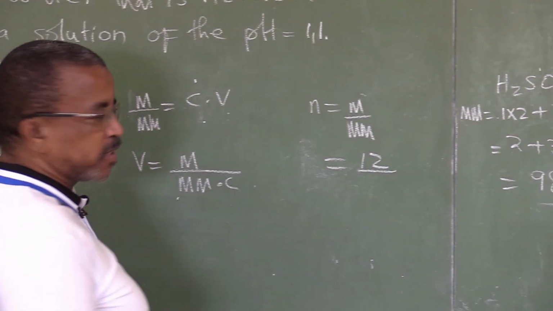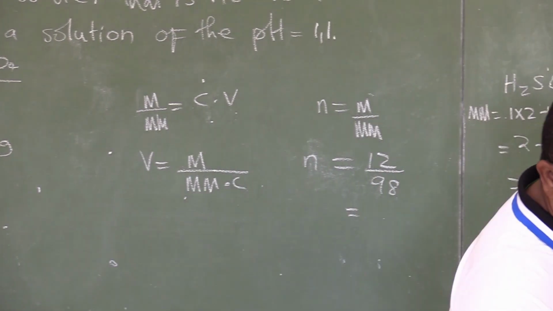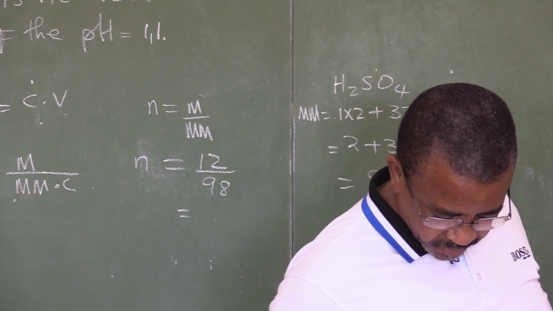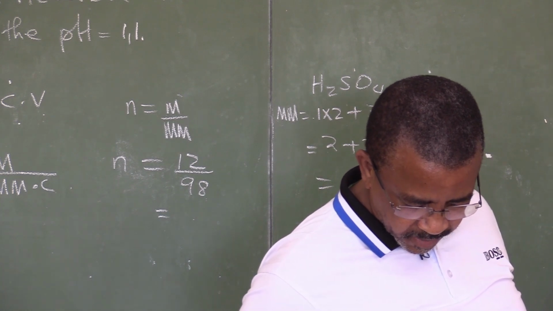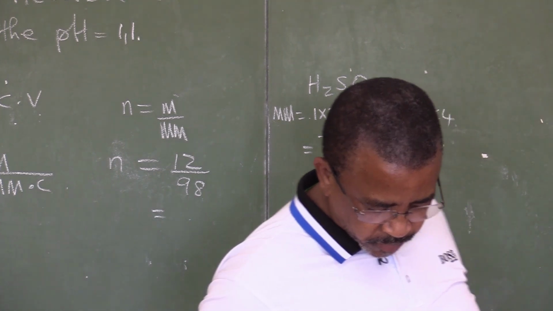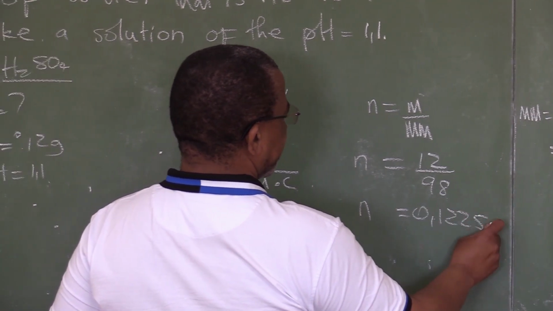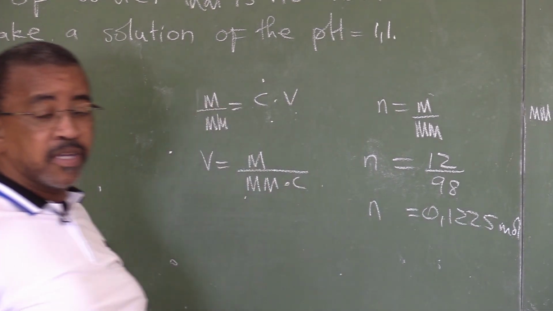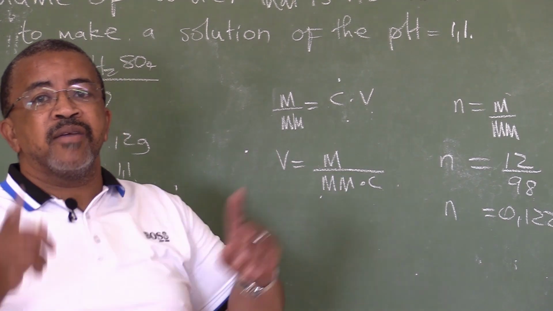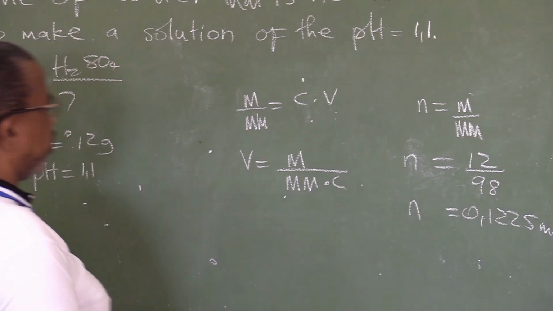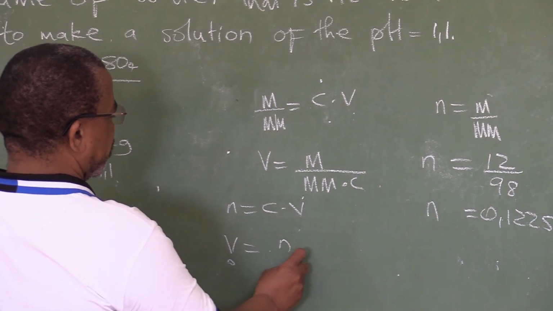98 grams per mole. So what is the number of moles? It is 12 divided by 98. That's 12 divided by 98. We get 0.1225. So the number of moles is 0.1225 moles. All right, I have rounded off here, I know you also use your calculator. I have rounded off, so we won't argue about you rounding differently from me. So now we know the number of moles, n equals CV. Then what is V? It's number of moles over concentration.